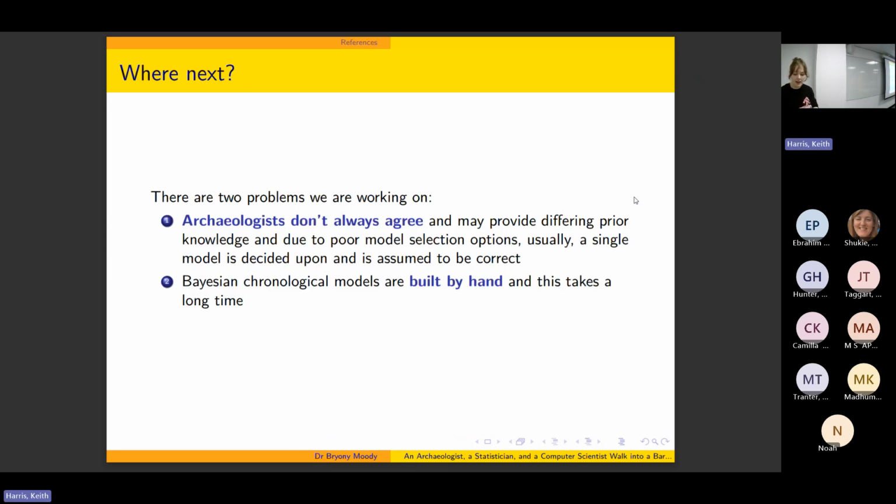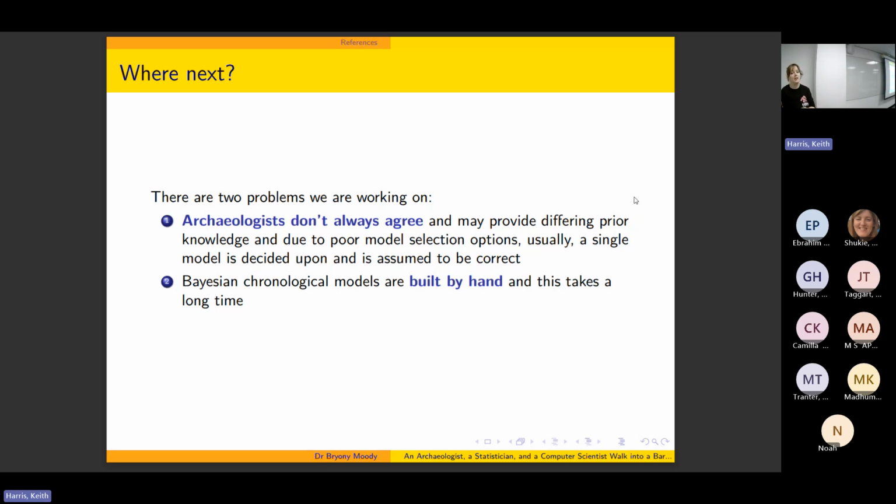Okay, so where next? Nichols and Jones solved it in 2001. So what other problems do we have? Archaeologists don't always agree. In fact, there were some interesting papers of archaeologists arguing with each other on interpretations of sites that I got to read during my PhD. They may provide differing prior knowledge of what they believe to be the true prior knowledge of a site. And due to poor model selection options, essentially what they do is they just pick a model and pretend that's the exact right model, and they truly believe that.